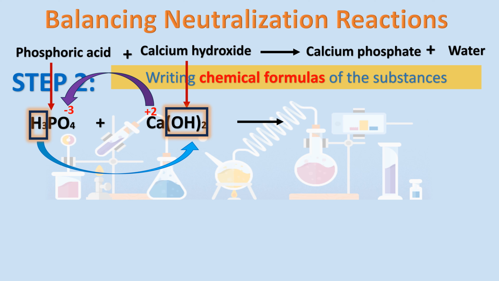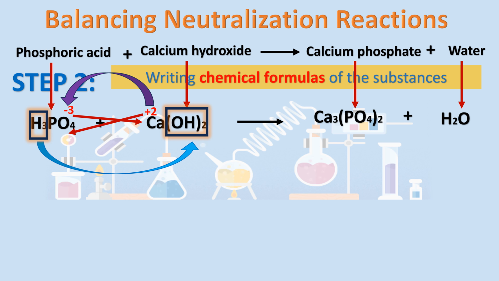We can write the salt formula by placing charges on calcium and phosphate. By exchanging charges, 2 would go with phosphate, while 3 with calcium. Hence, the formula of calcium phosphate is Ca3(PO4)2, and that of water is H2O.